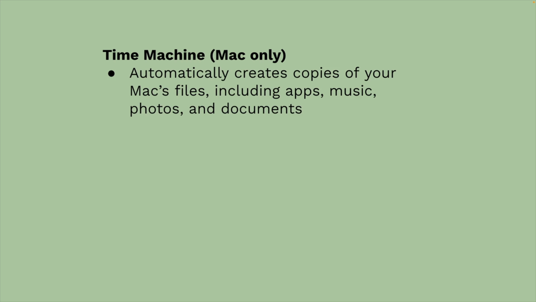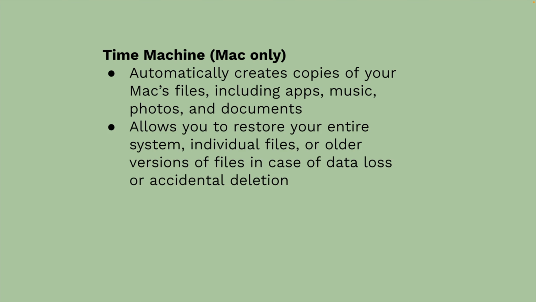It's Mac only. You can get something similar for the PC, I'm sure, but the Time Machine for the Mac is built right into the operating system, and I really like that. It automatically creates copies of your Mac's files, including apps, music, photos, and documents. It allows you to restore your entire system, individual files, or older versions of files in case of data loss or accidental deletion.